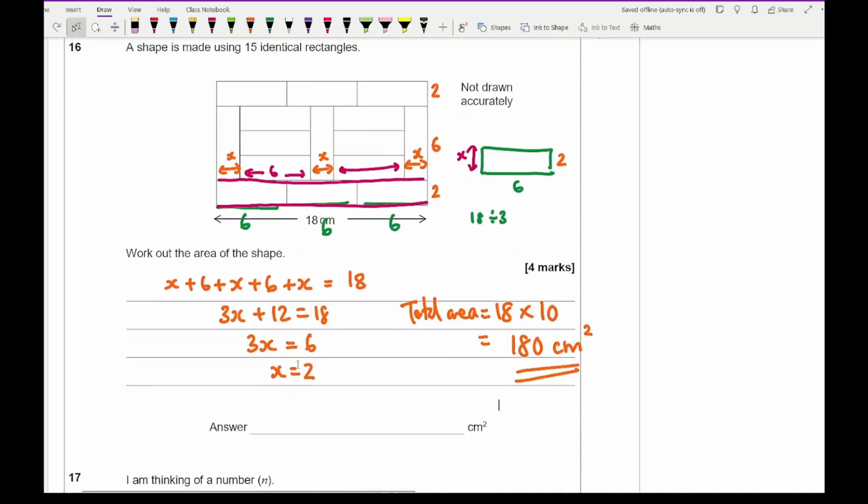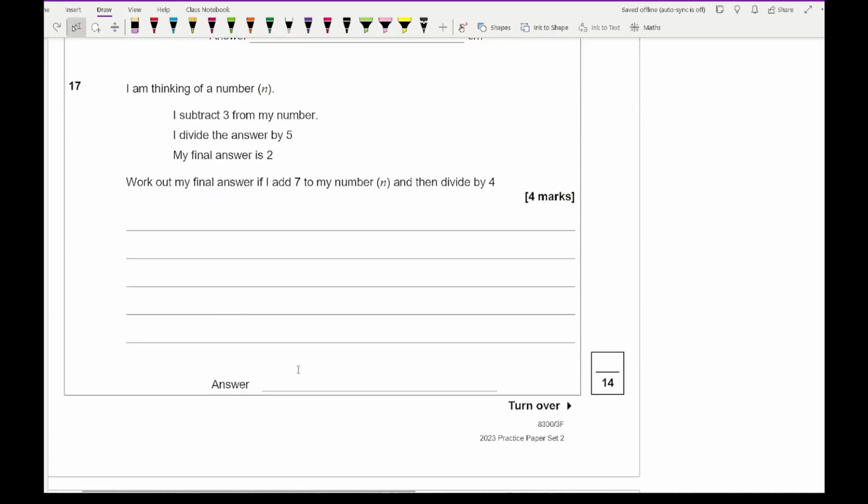Moving on to our next question, it says that I'm thinking of a number n. I subtract 3 from my number, divide by 5, and the answer is 2. Work out my final answer if I add 7 to my number and then divide by 4.